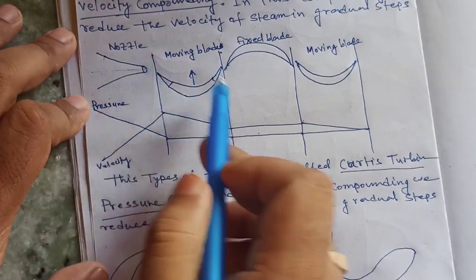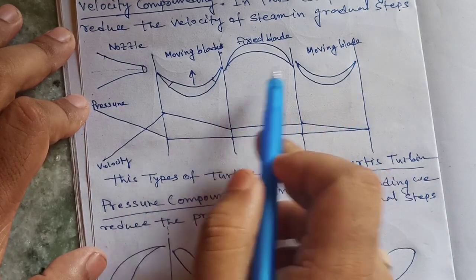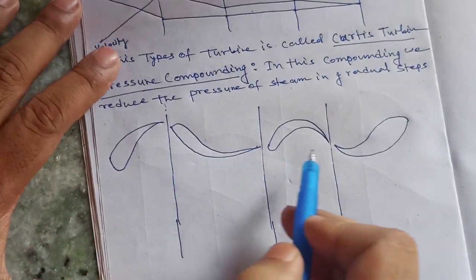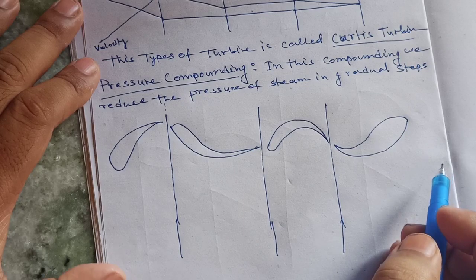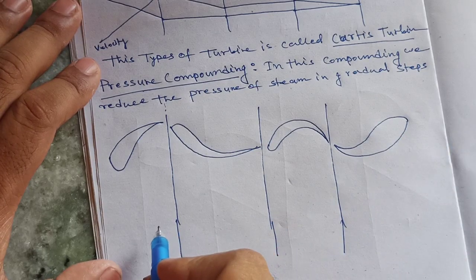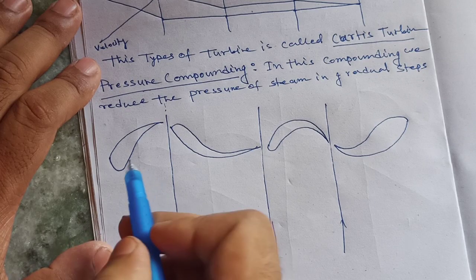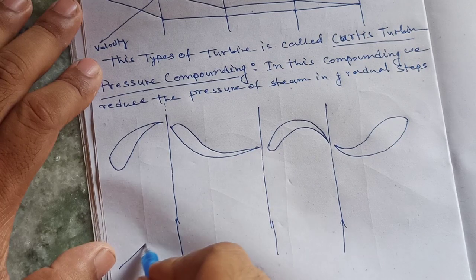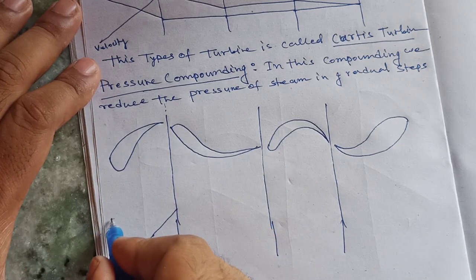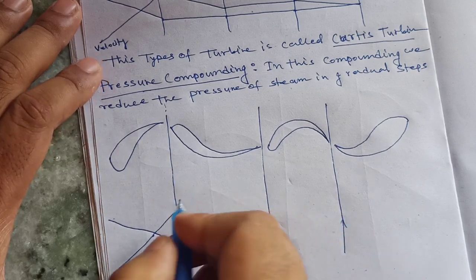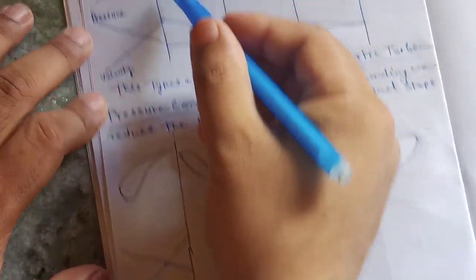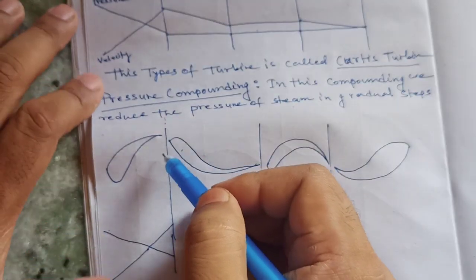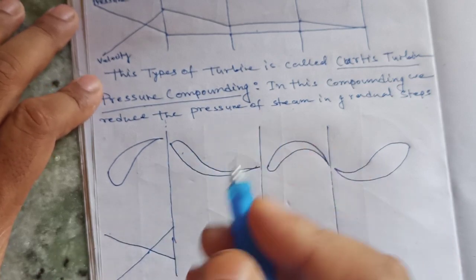This velocity compounding has the impulse turbine blade. That's all, they are half-moon like that. So this is the impulse turbine blade. But in case of pressure compounding, we have arranged this with the reaction turbine blade. For this case, you can see that the reaction turbine blade acts as a nozzle, so velocity will increase and pressure will reduce. It will act the same as the nozzle here. The reaction turbine blade acts as a nozzle.